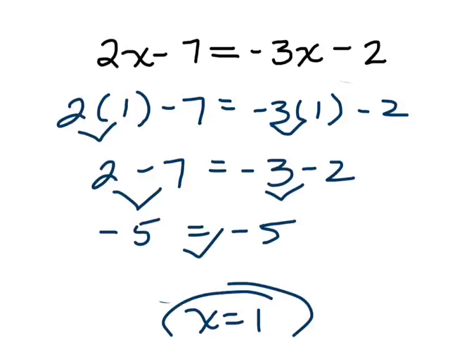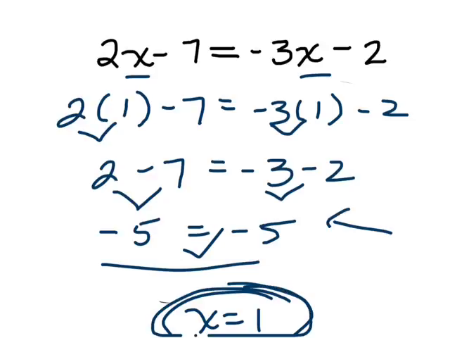that x equals 1 is our solution, because when substituted in to both x's, I get a true statement, which is -5 equals -5. So once again, the answer is 1. This is just the work to show that we've got the right answer.